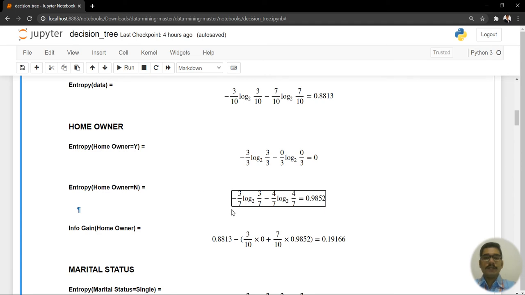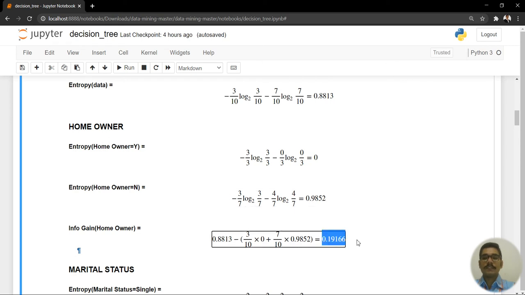Then you have to calculate the information gain. That is calculated by subtracting all these things. You take the proportion of 3 by 10 into 0, 7 by 10 into 0 of the no class and yes class, and multiply with their entropy. This comes out to be the average entropy. This bracket is solved first, and you subtract it from the parent entropy to get the information gain.